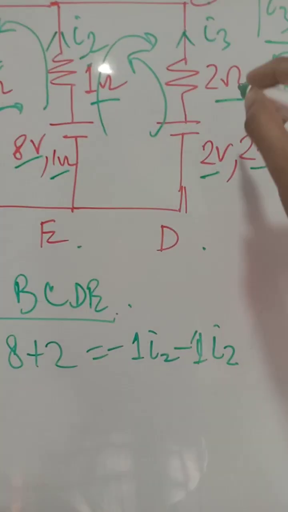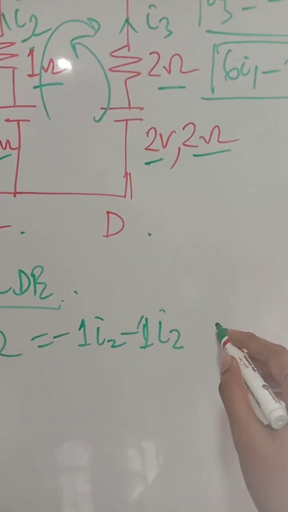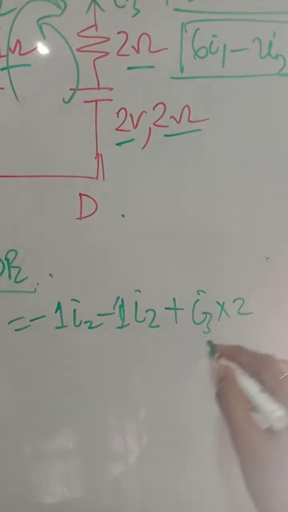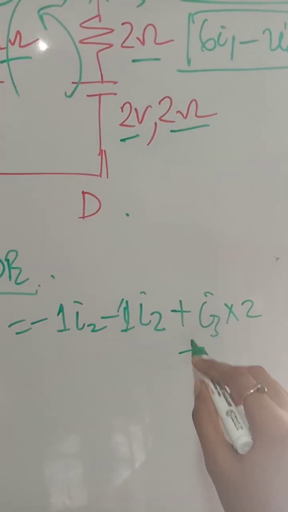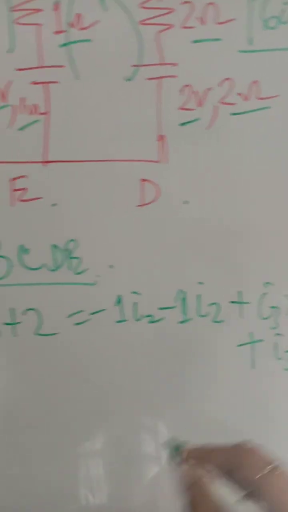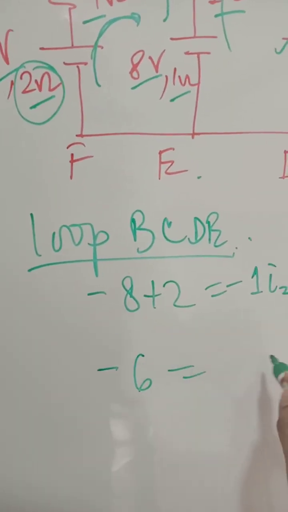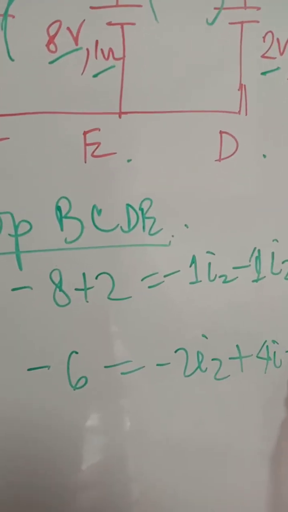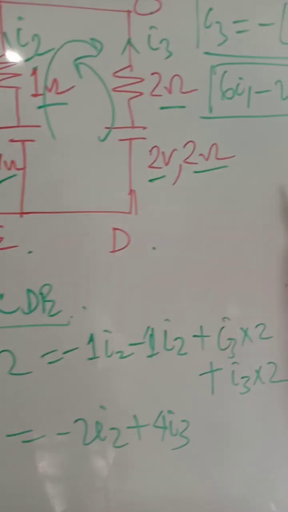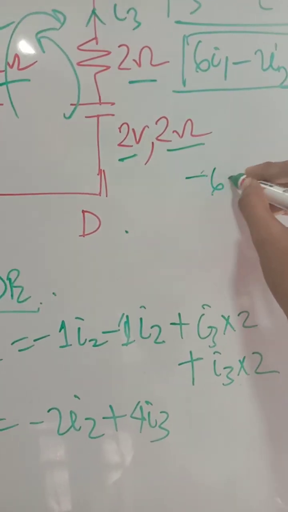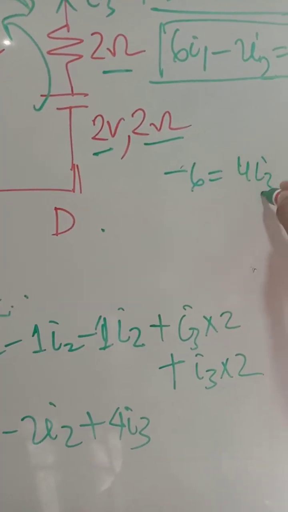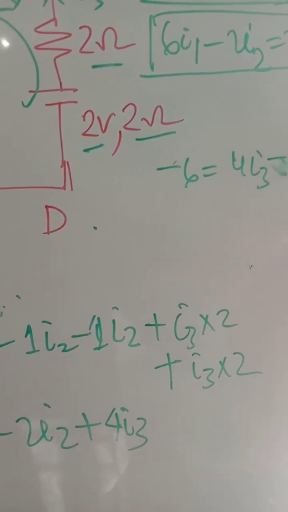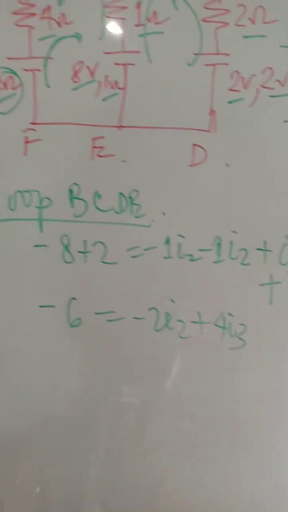And here, for the 2 volt, I3 is plus I3 into 2, and next plus I3 into 2 is positive, so it is minus 6. So minus 2I2 plus 4I3 equals minus 6. So here you can write minus 6 equals 4I3 minus 2I2.